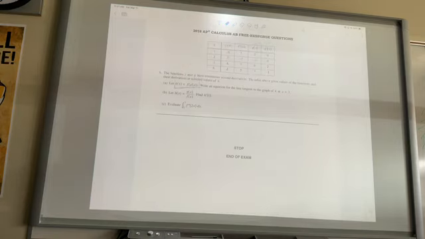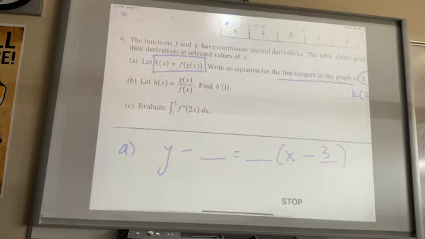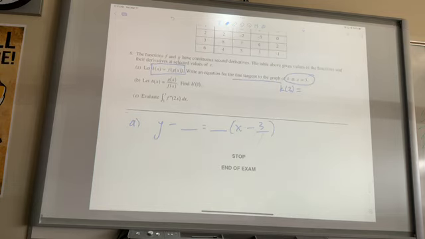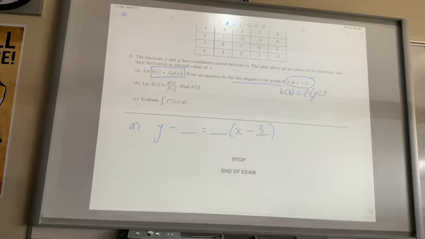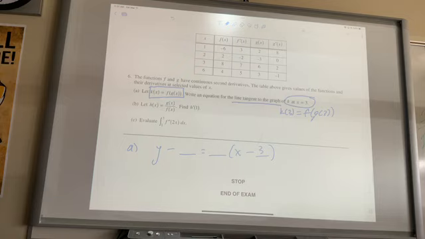Okay, K of X is F of G of X. Write an equation for the tangent line at X equals 3. Guys, equation of a tangent line: Y minus Y1 equals M times X minus X1. It told me X is 3. How do I find the Y value? Plug 3 in. Now, tangent line for K, so I want to find K of 3. But K of 3 is F of G of 3. Does that make sense? Okay, what's G of 3?